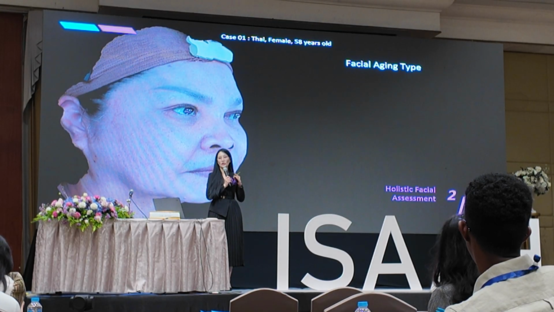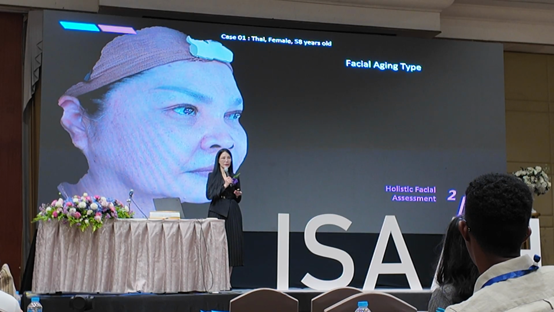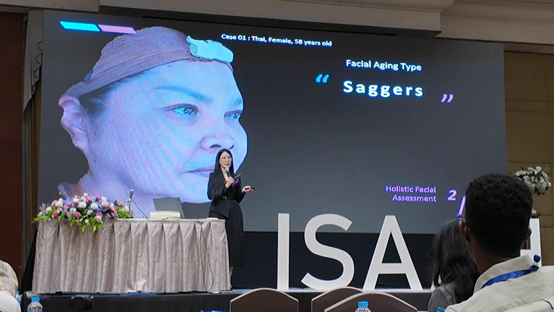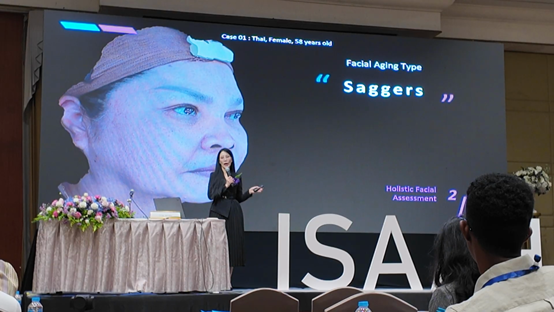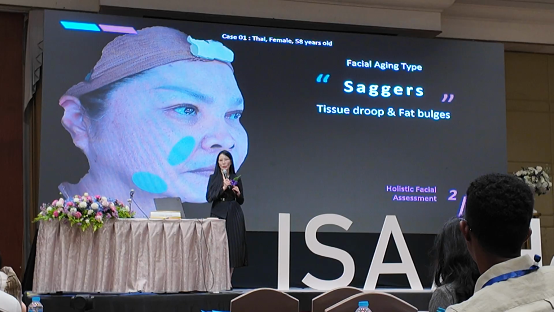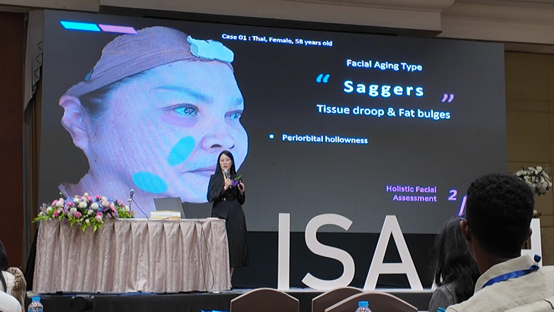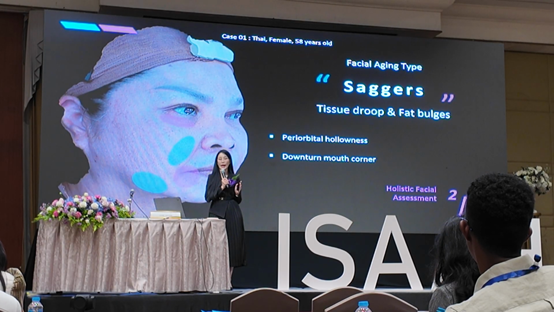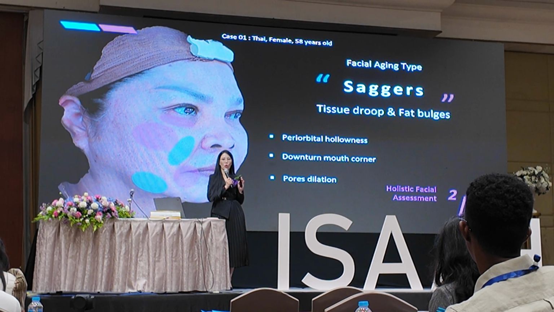So I moved to the holistic facial assessment. She is the sacker type according to the paper from Arthur Swift. It means that she has tissue drop and fat bulb. And she also has periorbital hollowness, downturn of the mouth corner, pore dilatation, and poor skin quality.